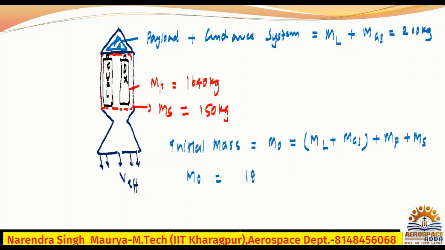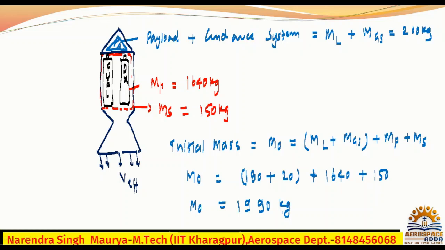ML is 180, MGS guidance system 20, plus MP, mass of the propellant, oxidizer plus fuel, which is nothing but 1640. What is the MS? MS is 150. So m naught, the initial mass, let me write as 1640 plus 150 plus 200, that is 180 plus 20. It is 1990 kg. This is the initial mass.